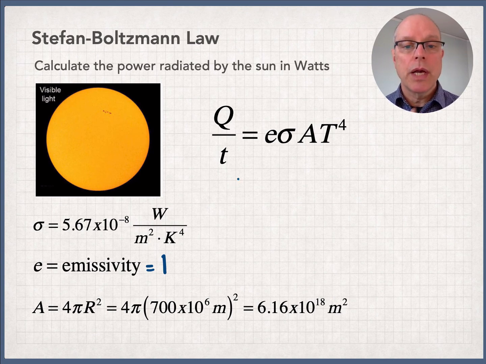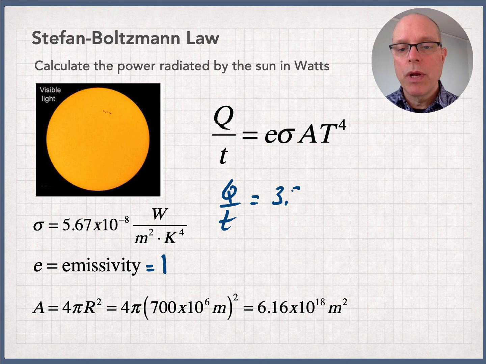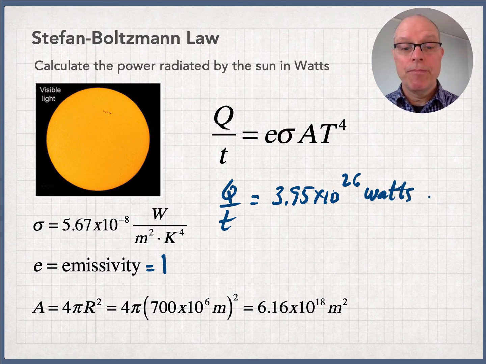So what I'd like you to do is actually stop the deck for a second, plug into your calculator, see what you get, and then you can compare with my answer right now. Ready? Okay. So here's my answer. Q over t for the sun is 3.95 times 10 to the 26 watts. So gigantic, gigantic power, enough to run a solar system on, right?